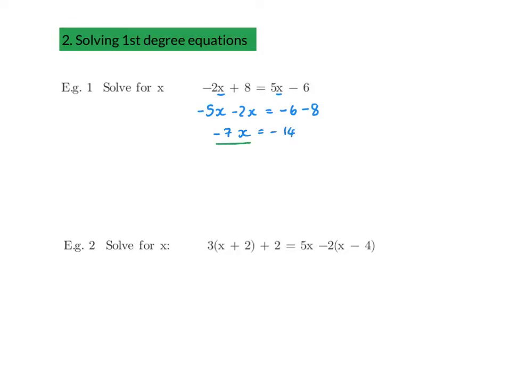I divide both sides by the coefficient of x, and I get that x is 2. So the big idea with solving first degree equations is you want to group your variables on one side and constants on the other.